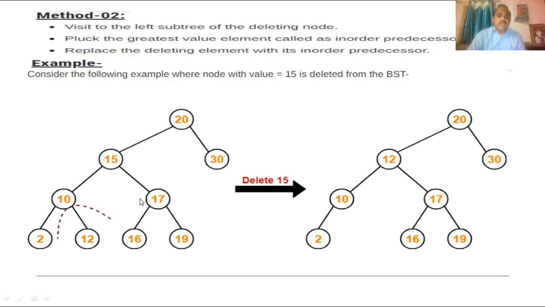So here take the left subtree element, either the left subtree's right leaf node, or take the right subtree's left leaf node. Clear? So either this or this. This is the first method, this is the second method.